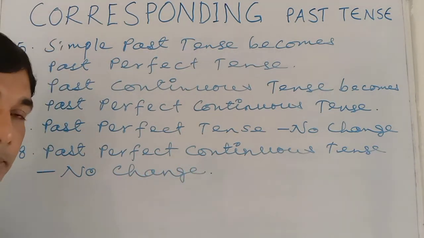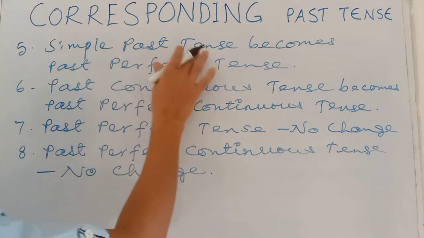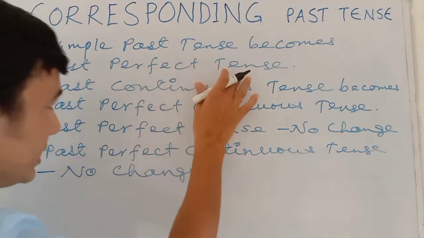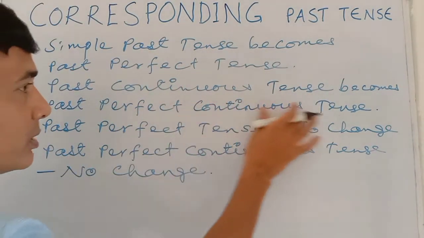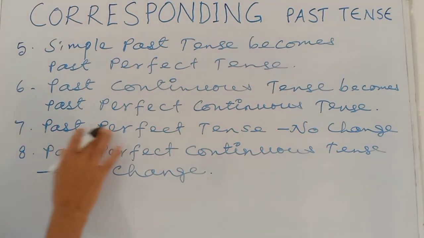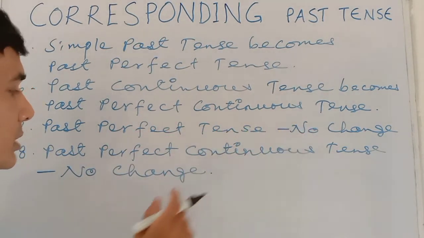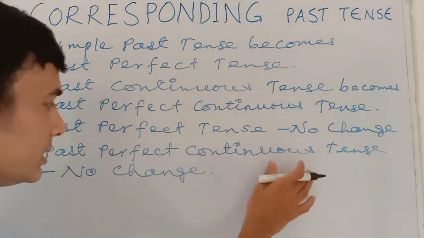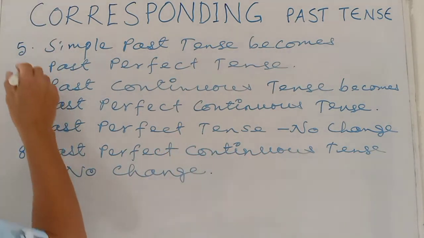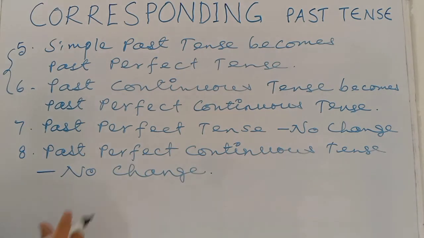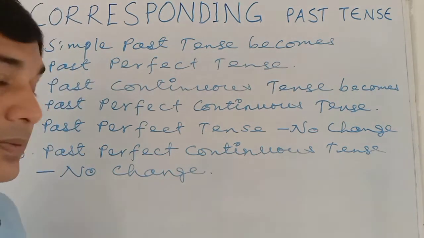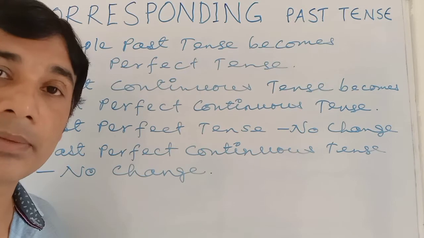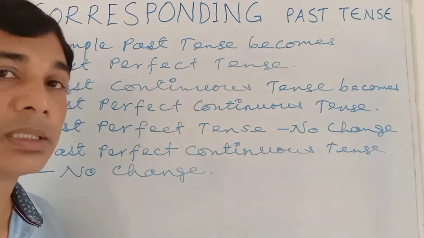Very interesting. I have written simple past tense becomes past perfect tense. Past continuous tense becomes past perfect continuous tense. Past perfect tense has no change. Past perfect continuous tense has also no change. Therefore, we have come to know only these two, simple past and past continuous, have the change in reported speech. Otherwise, past perfect tense and past perfect continuous tense have no change.